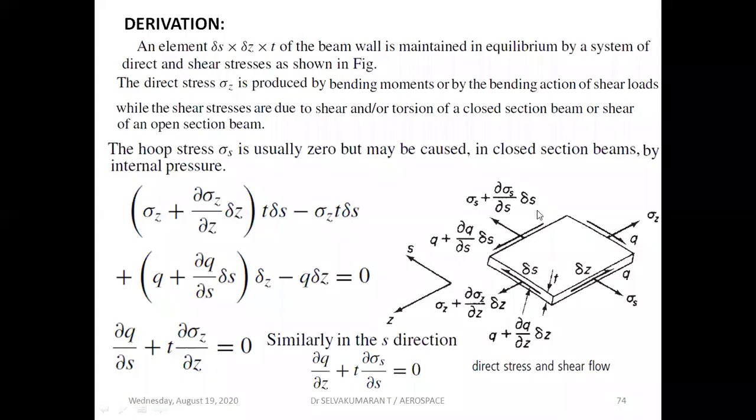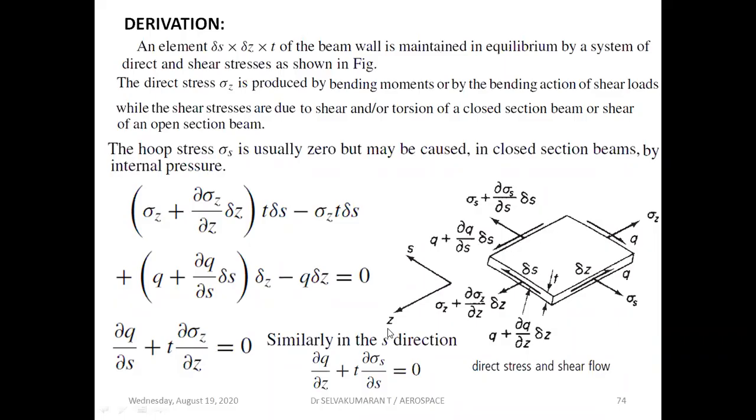Similarly, the shear flow in the z direction is q and q plus dou q by dou z into delta z, acting along the s and z axes on the respective planes. On this face we have q, and on the other face we have q plus dou q by dou z into delta z. This is shear flow. Shear flow has units of load per unit length, Newton per meter. Please remember, the shear flow has the unit Newton per meter, that is, load per unit length. So q plus dou q by dou s into delta s acts on this small face in the z direction.